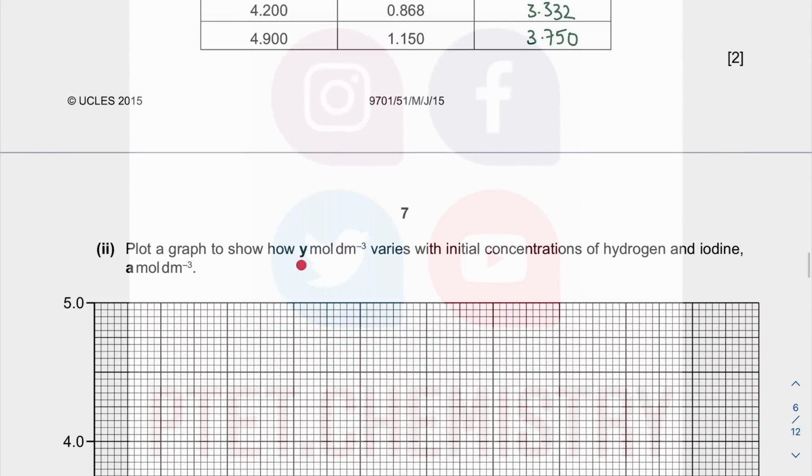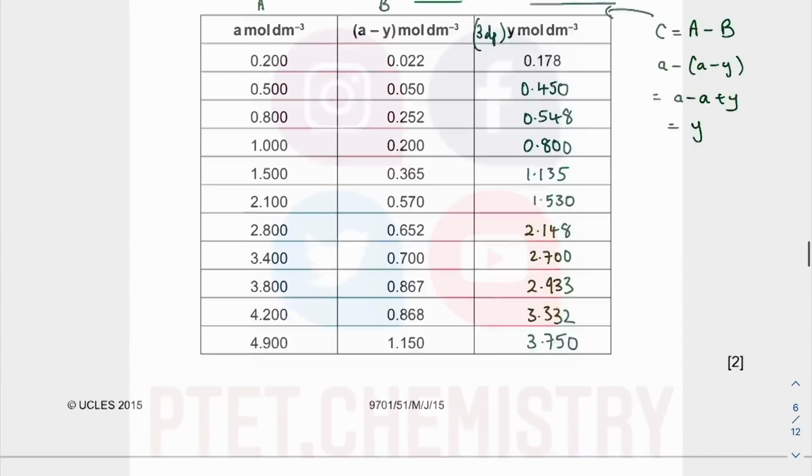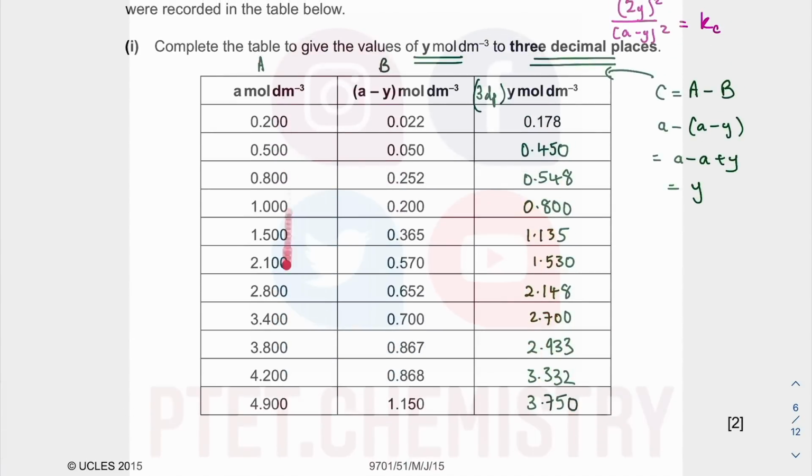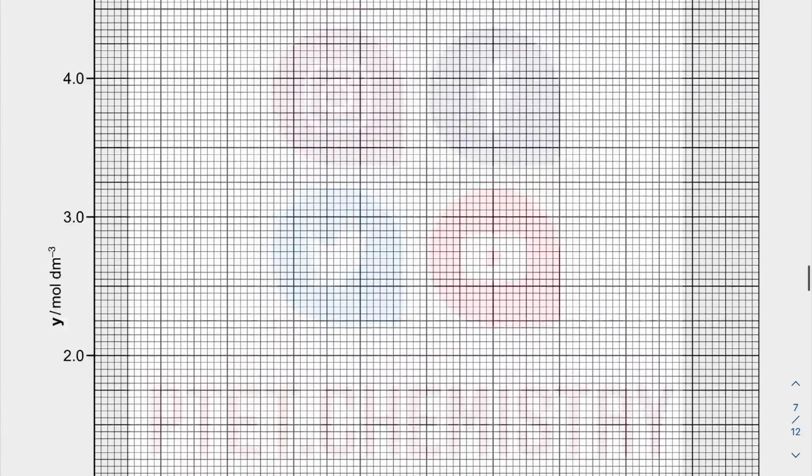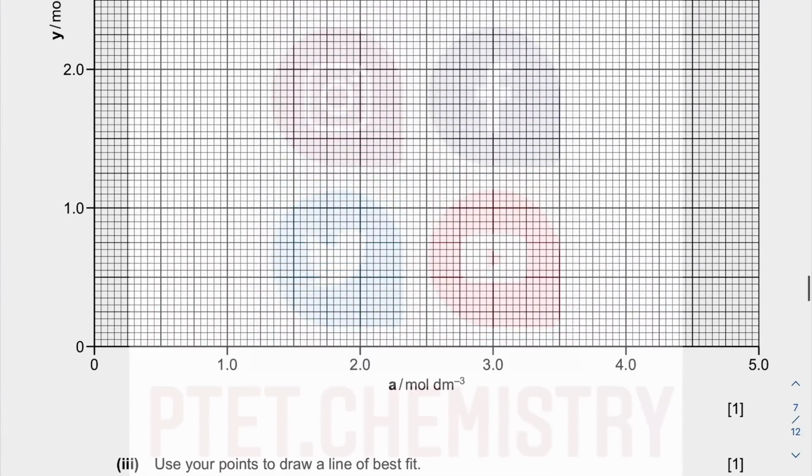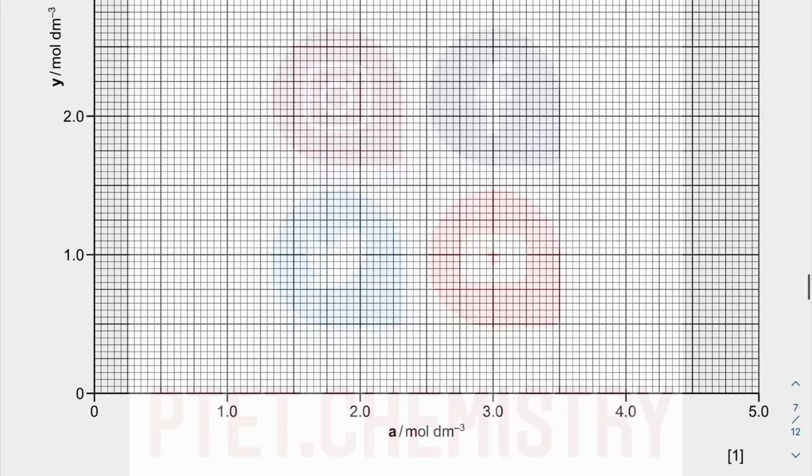Next bit is a plot of the graph of how y mole per dm cube varies with A mole per dm cube. So this is our y-axis, this is our x-axis. Instead of me going back and forth to this table, I'll have the table of results on another piece of paper, and I'll start plotting this graph based on the values. That's what I meant by you should have calculated the values somewhere. Then you can start practicing drawing this graph with me and see how long you take. Alright, very stingy, only 1 mark for plotting the graph. That is very, very stingy.